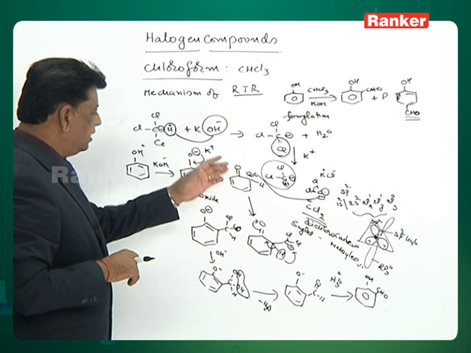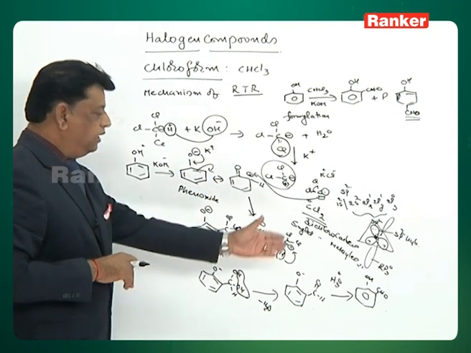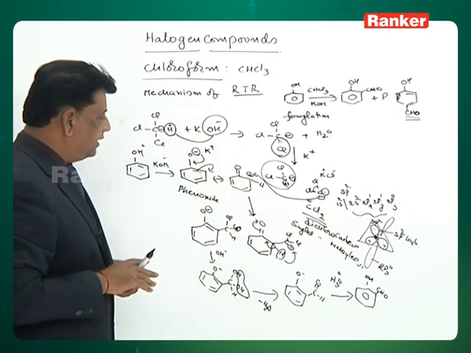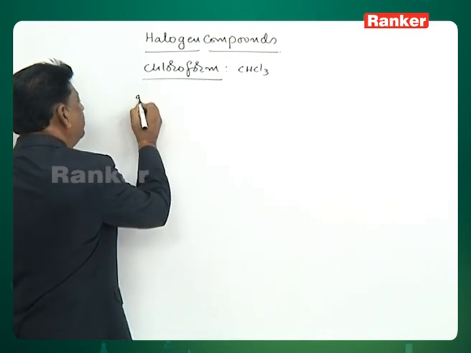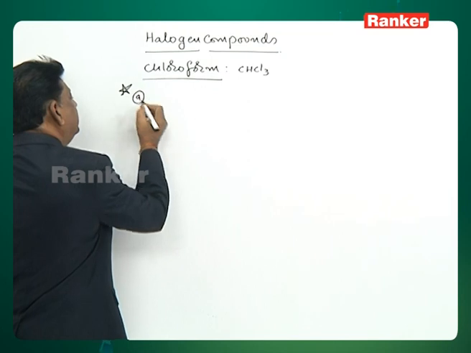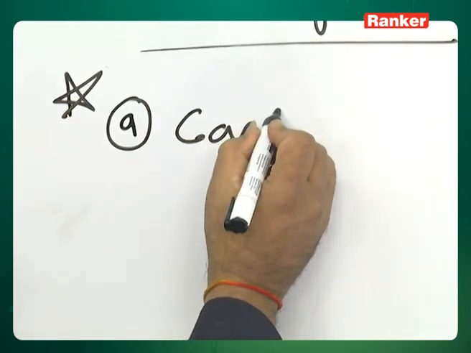That comes as an electrophile, and subsequently you get salicylaldehyde formation. Chloroform also gives one more important reaction, which is called the carbylamine reaction.